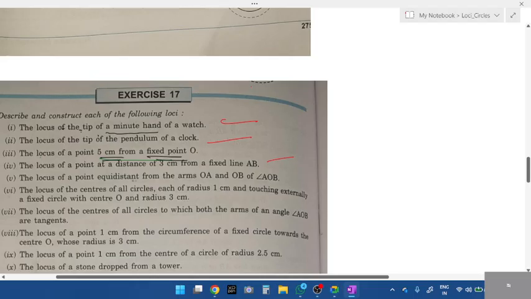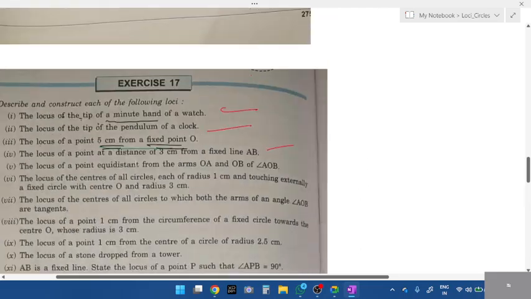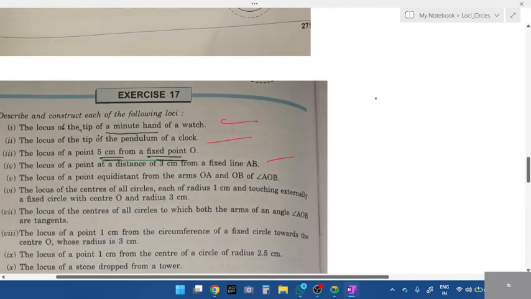Next, locus of a point equidistant from OA and OB. We'll do another 1 or 2 questions and we'll do the second and third one after the break. Okay, take a 7 minute break. We'll continue at 7 p.m.